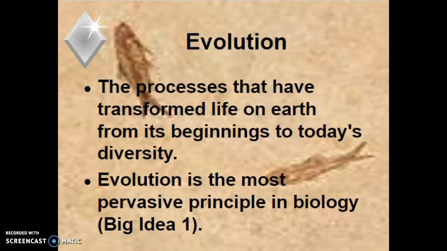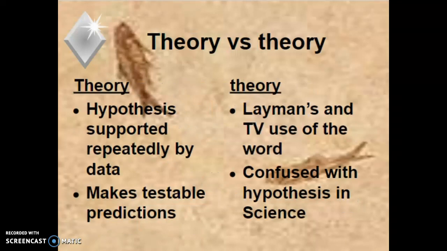So evolution is the sum of the processes that have transformed life on Earth from whatever it was at the beginning to today's diversity. Most pervasive principle in biology. We've been talking about it all year long. I think some of these connections hopefully will start to come out as we work through this unit. So we need to think about big T theory versus little t theory.